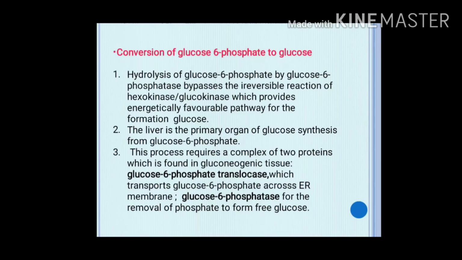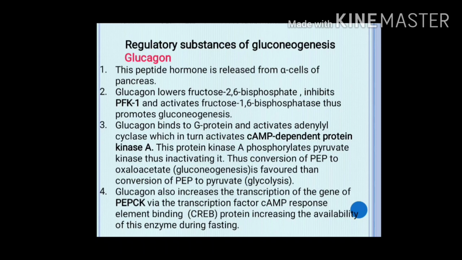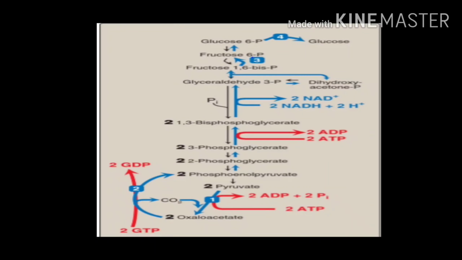So till here, these are the reactions of gluconeogenesis: pyruvate to oxaloacetate, oxaloacetate to phosphoenol pyruvate, undergoing the reversible reactions of glycolysis till it forms fructose 1,6-bisphosphate. Fructose 1,6-bisphosphate is then converted into fructose 6-phosphate by the enzyme fructose 1,6-bisphosphatase. This is then converted into glucose 6-phosphate, which is acted upon by glucose 6-phosphatase to form glucose. So these are the four key reactions of gluconeogenesis which are very important.